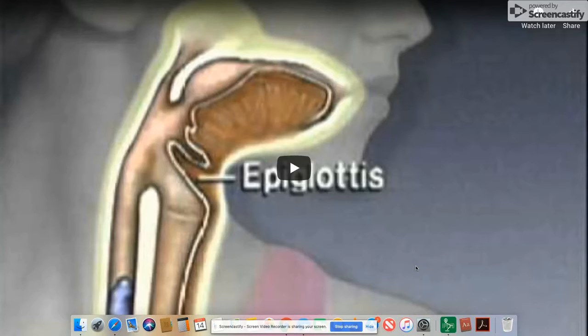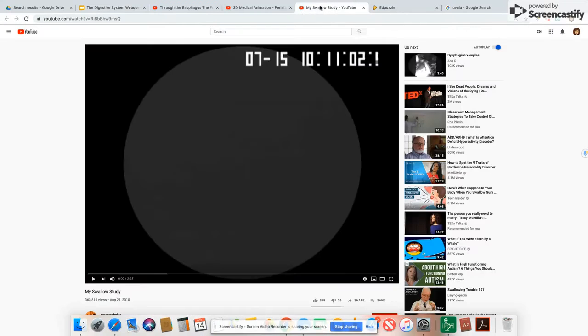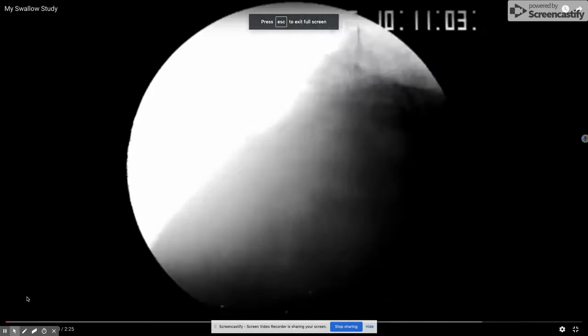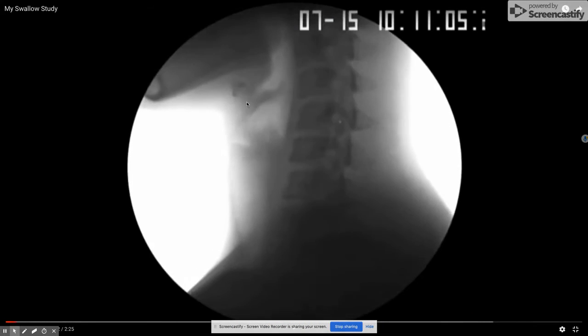All right, now let me show you guys kind of an interesting video that shows in real time the actual epiglottis moving. So here we go. Here's the epiglottis right here.